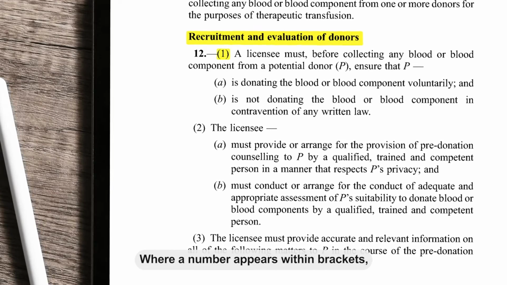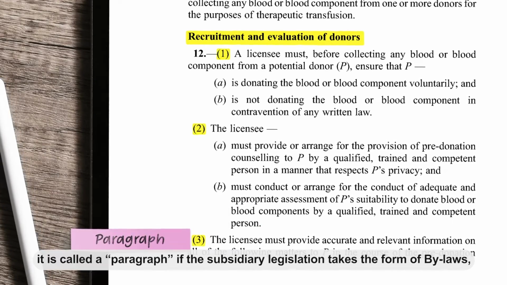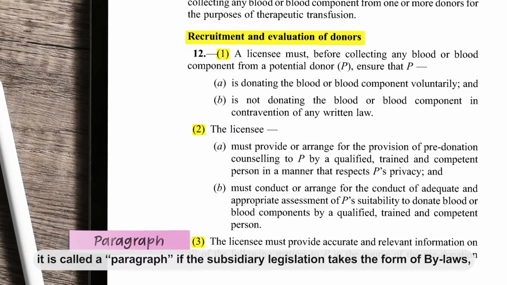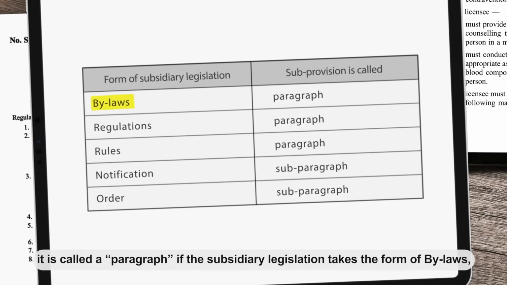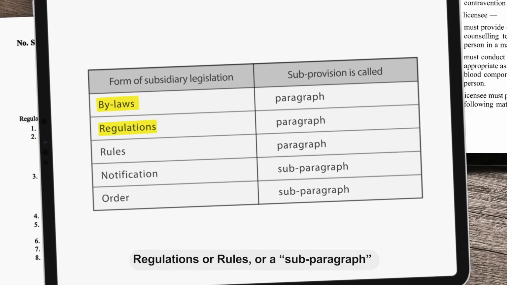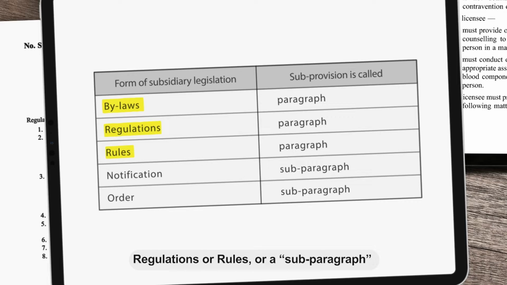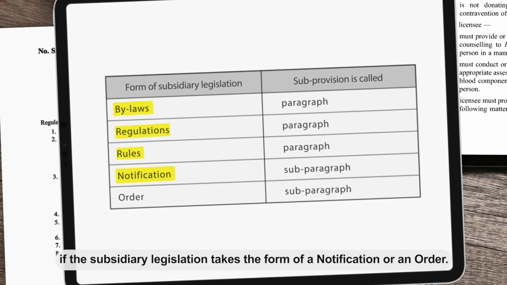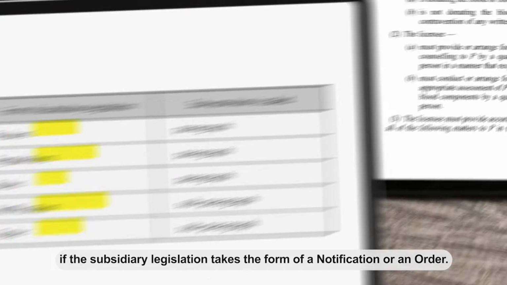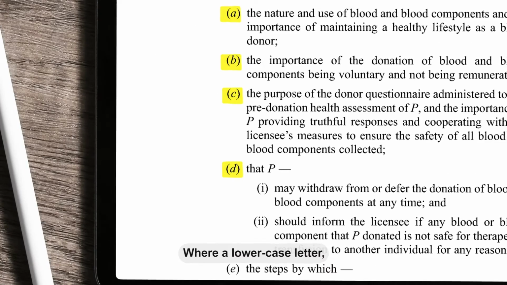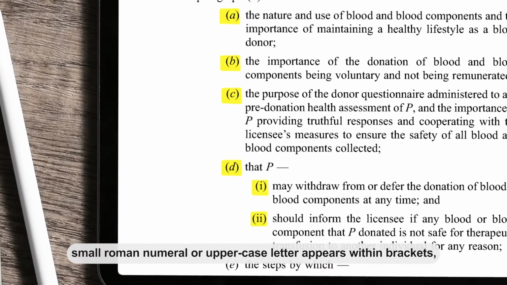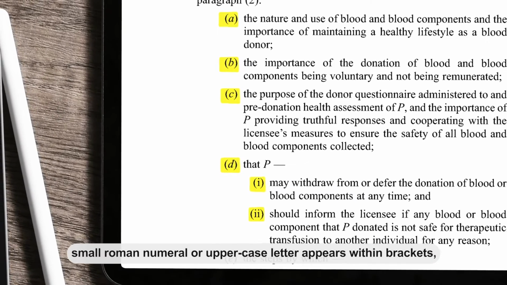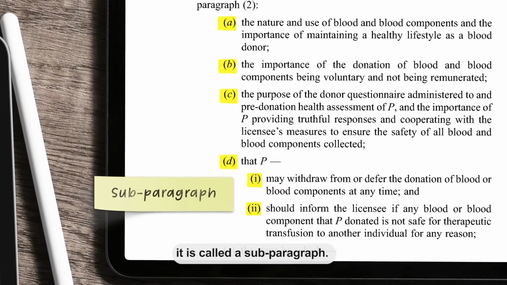Where a number appears within brackets, it is called a paragraph if the subsidiary legislation takes the form of bylaws, regulations, or rules, or a subparagraph if the subsidiary legislation takes the form of a notification or an order. Where a lowercase letter, small Roman numeral, or uppercase letter appears within brackets, it is called a subparagraph.